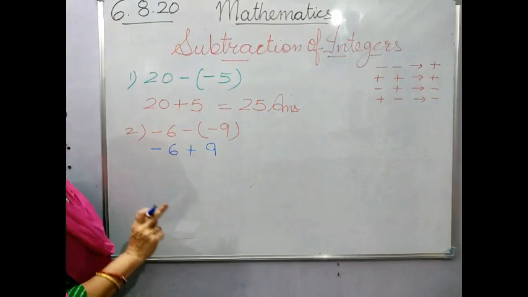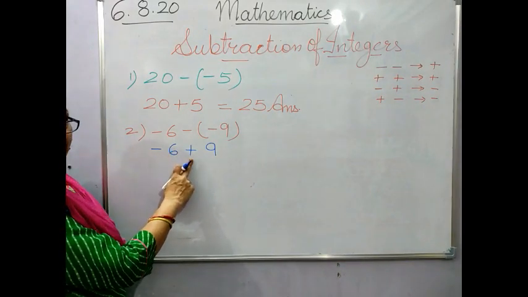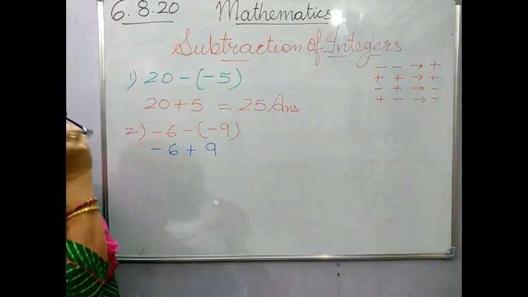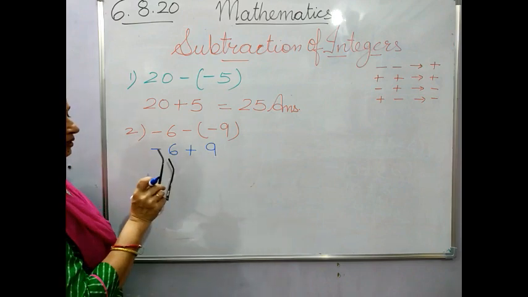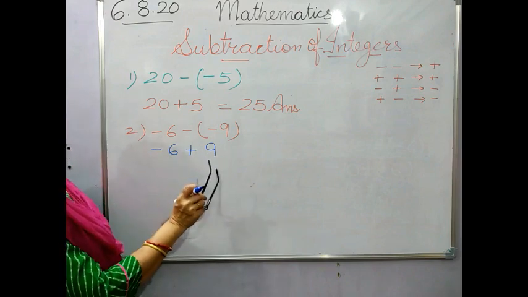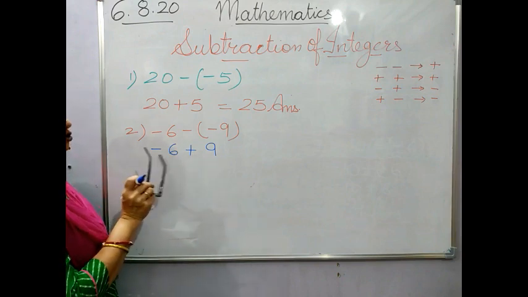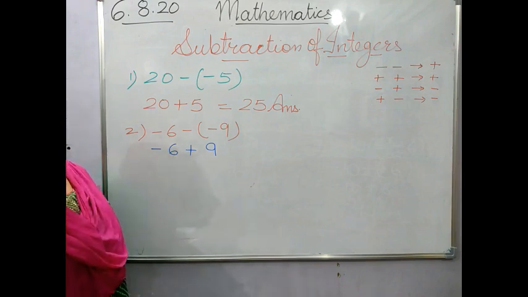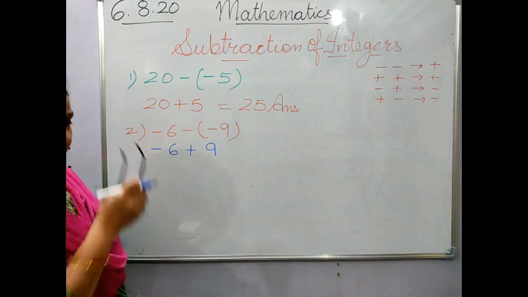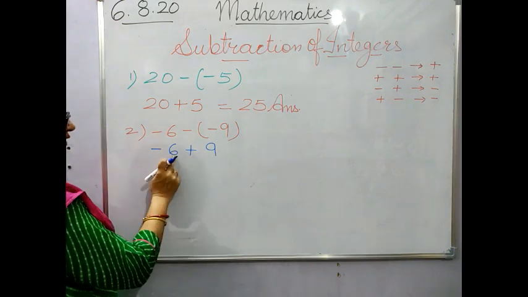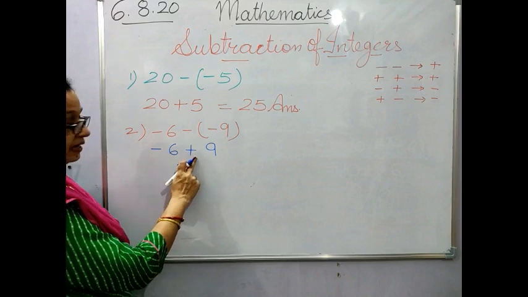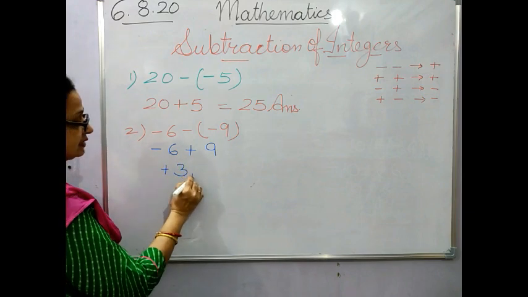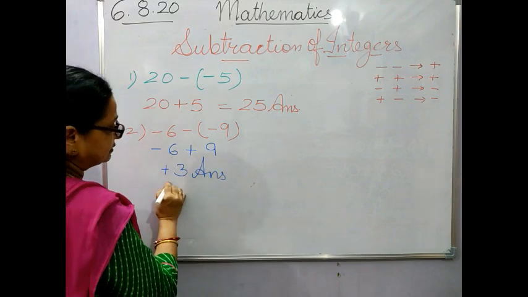Okay, now you remember when both the signs are different, opposite, we always subtract. We subtract the smaller number from the bigger number when the two signs are opposite or when the two signs are different. So 9 minus 6 is 3. Now what is the sign of the bigger value? Plus. So we put plus, and this is your answer.